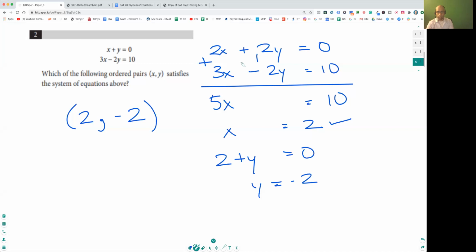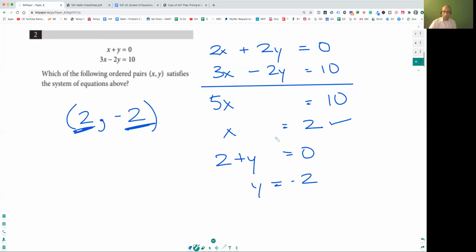You add these two, right? When you add this, you get 5x. When you add this and this, 2y and minus 2y get canceled out, you get 0, and then 10, right? And so you can find the value of x, then you can find the value of y. When you plug this value into any of these equations, you get the value of y, and so this is your answer, where this is your x coordinate and this is your y value, right?